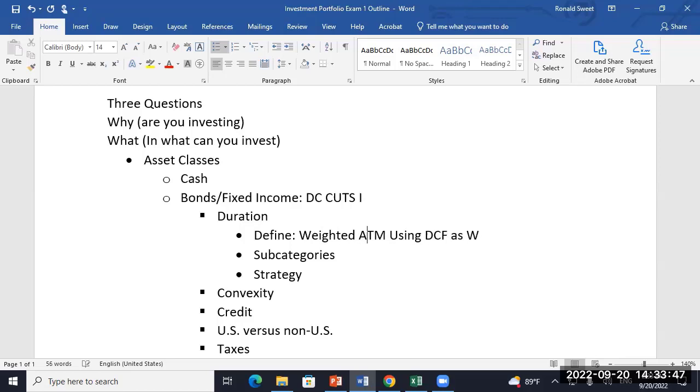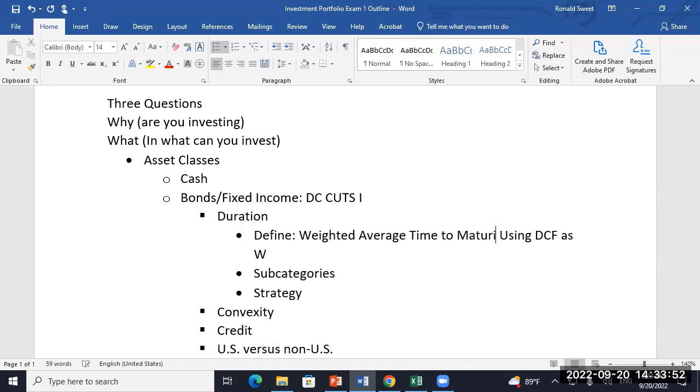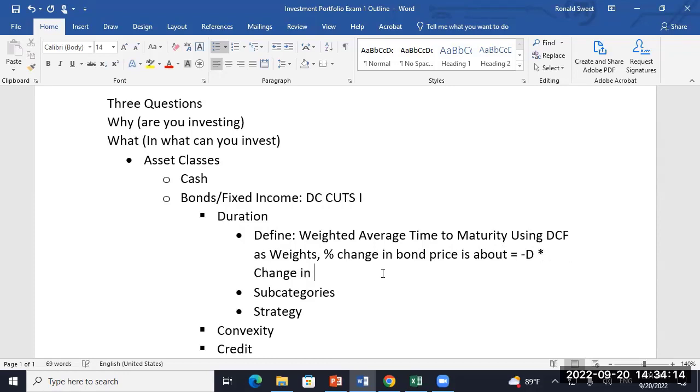Weighted average time to maturity using what? The discounted cash flows as the weights. And you can put the formula in there. Percentage change in a bond price is about minus duration times the change in yield. That's a formula. Everybody should know that formula. It's a very, very basic formula. Minus duration times the change in yield.